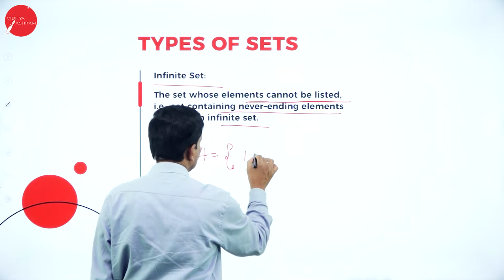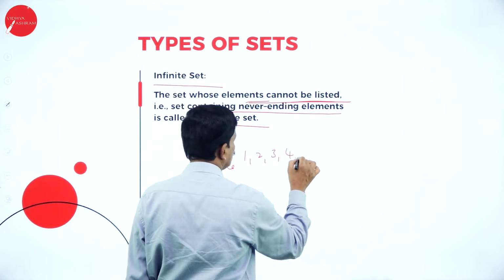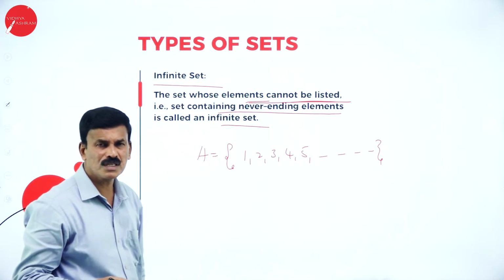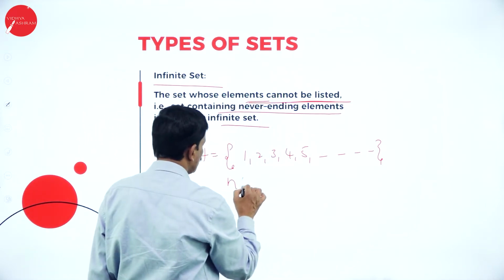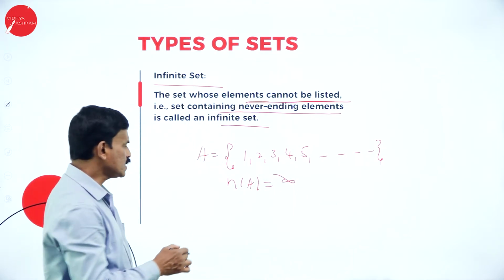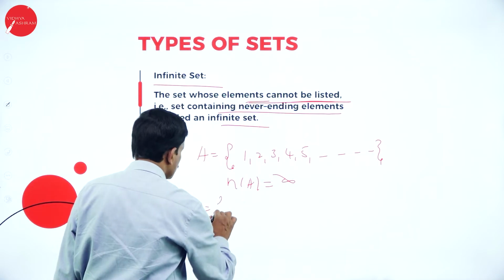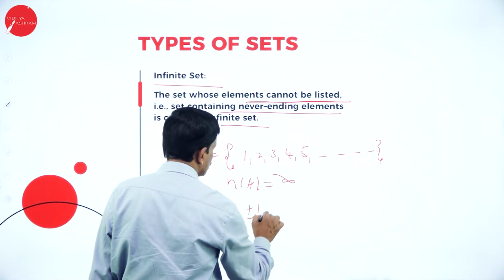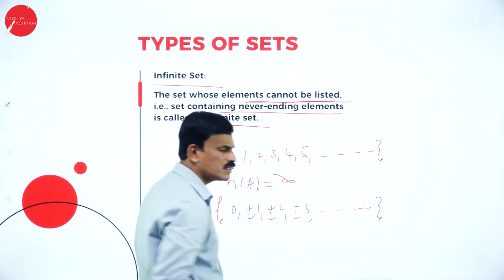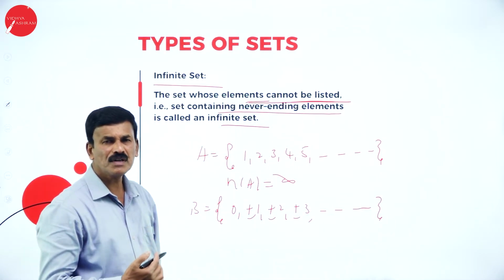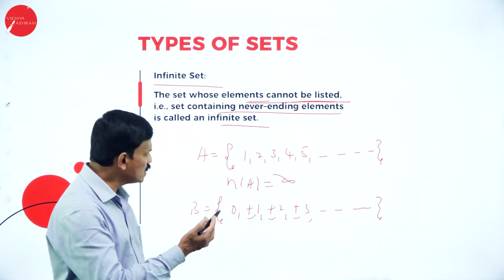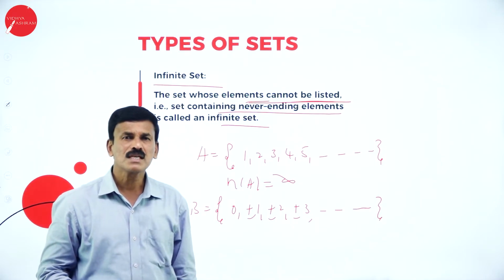If A equals the set of all natural numbers 1, 2, 3, 4, 5, etc. This is an example for an infinite set because the cardinality of this set is infinity: n(A) equals infinity. Let us take one more example. B equals the set of all integers, plus or minus 1, plus or minus 2, plus or minus 3, etc. This is also an example for an infinite set, since the number of elements is infinite, never ending. This type of set is called an infinite set.